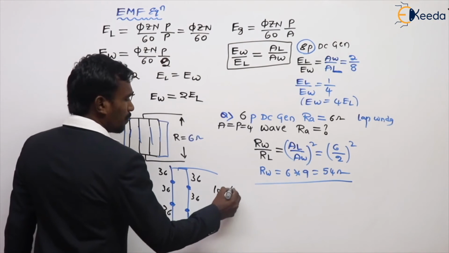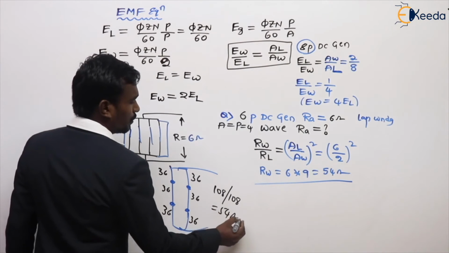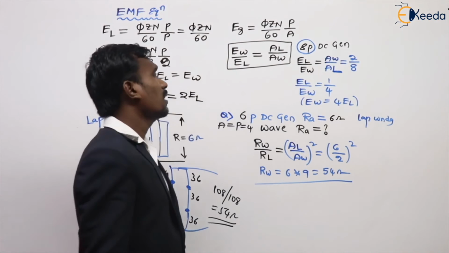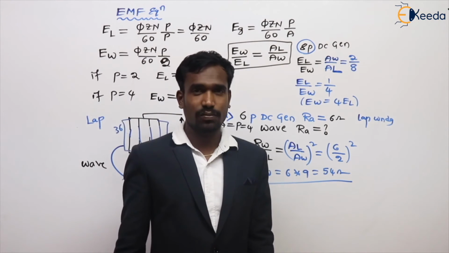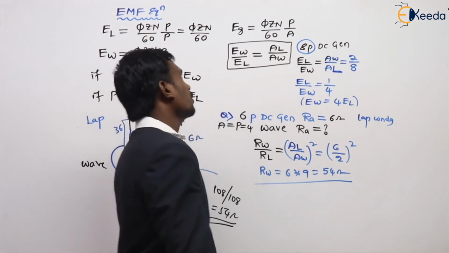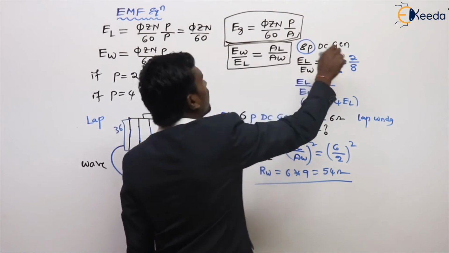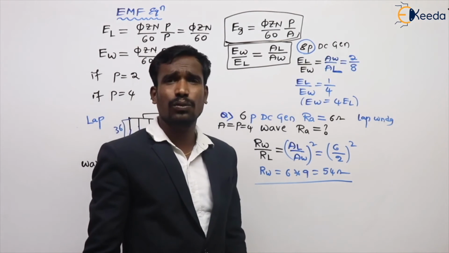108 parallel with 108. The answer is 54. That's a very simple question. Like that, they will ask you questions on the EMF equation. If they ask you a question on this basic EMF equation, you can do the answer easily. Eg = ΦZN/60 × P/A. Everything they will give you.